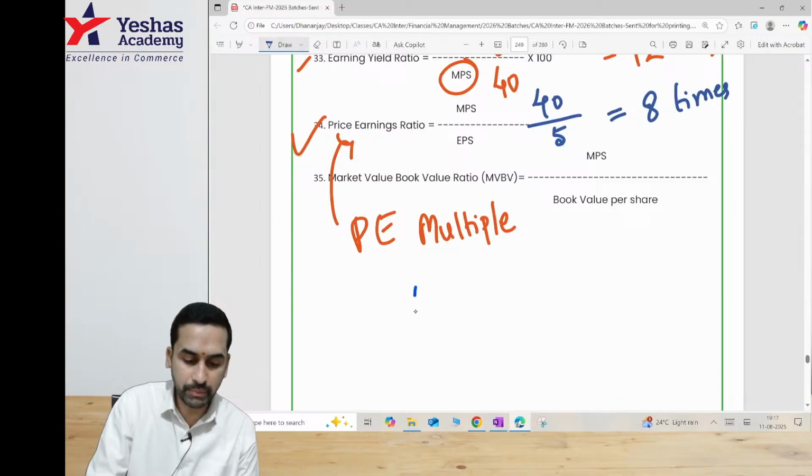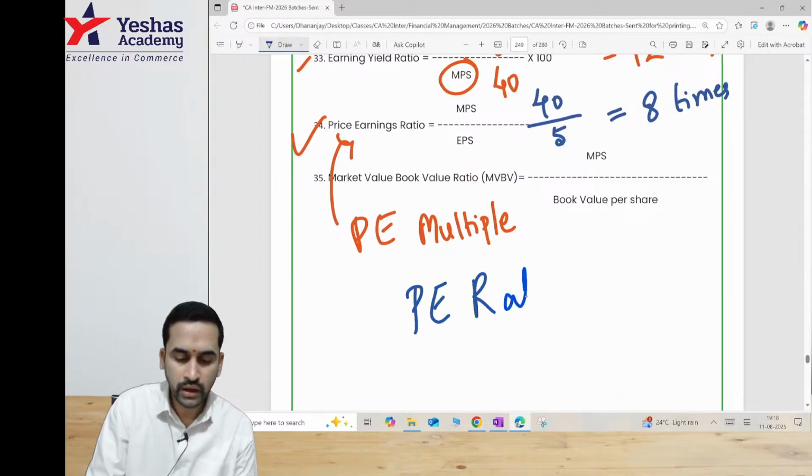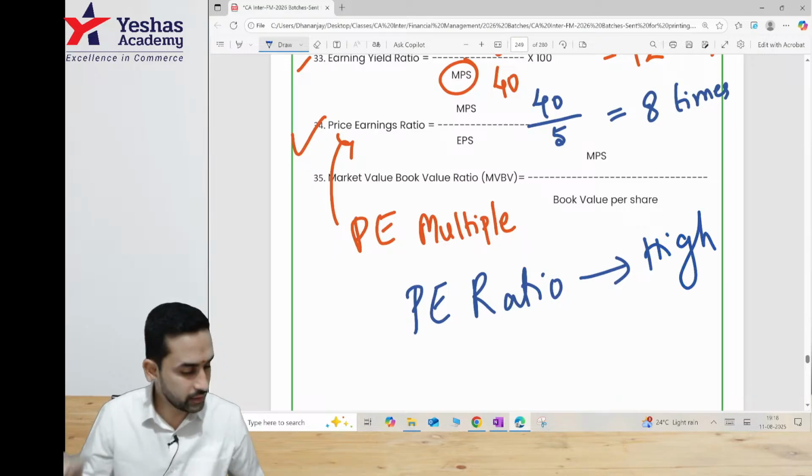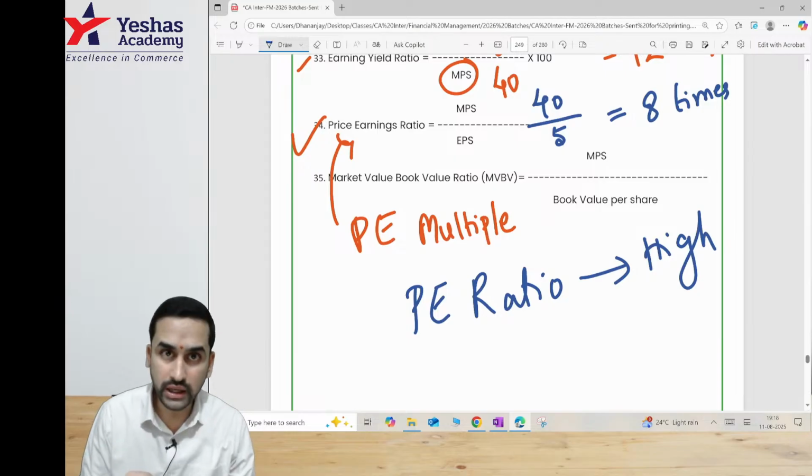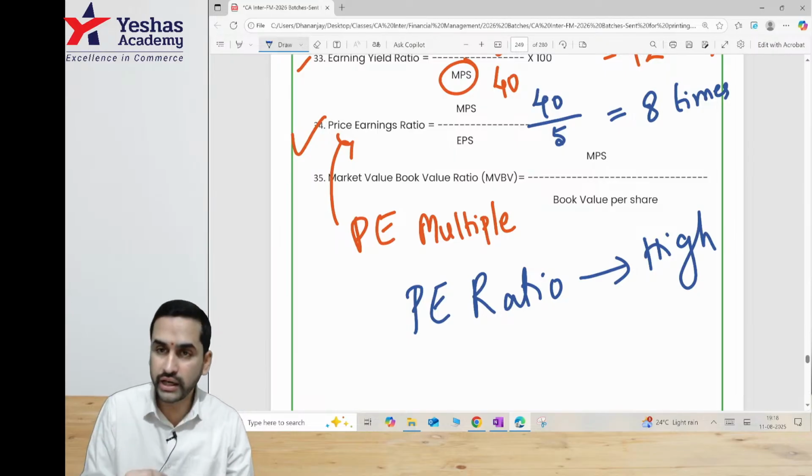A very high PE ratio. What is the meaning? I am thinking, sir, if the PE ratio is very high, then shareholders or investors are ready to pay huge money to purchase that share.